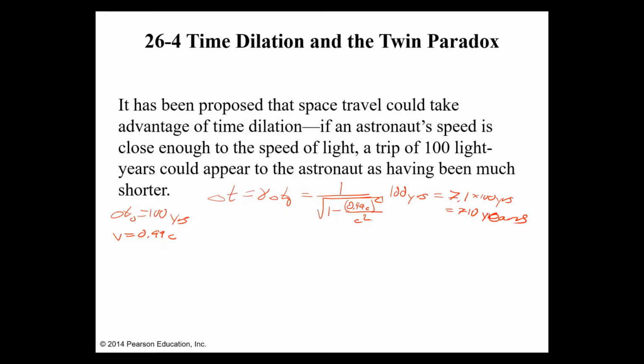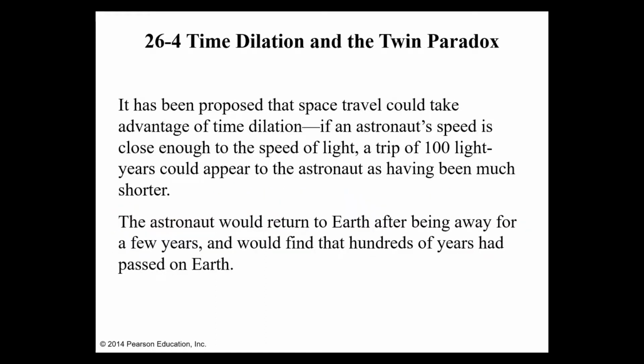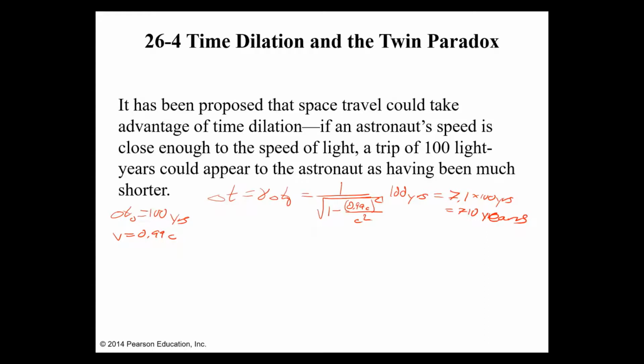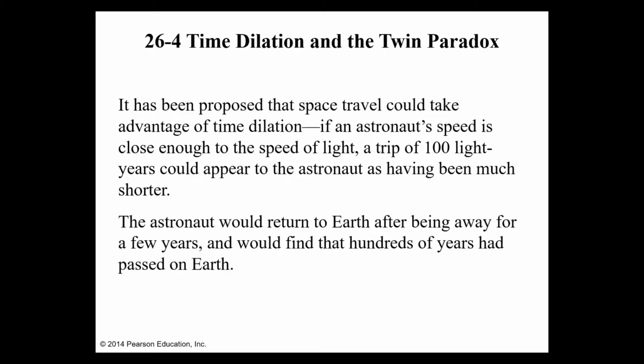Well, that is weird. So the astronaut would then return to Earth after being away for a few years. In this case, we said 100, but you could have easily made it 10. If he had been gone for 10 years, he would have found that 71 years had passed on the Earth. If he's even closer to the speed of light, being gone for just 2 years, hundreds of years would have passed on the Earth.